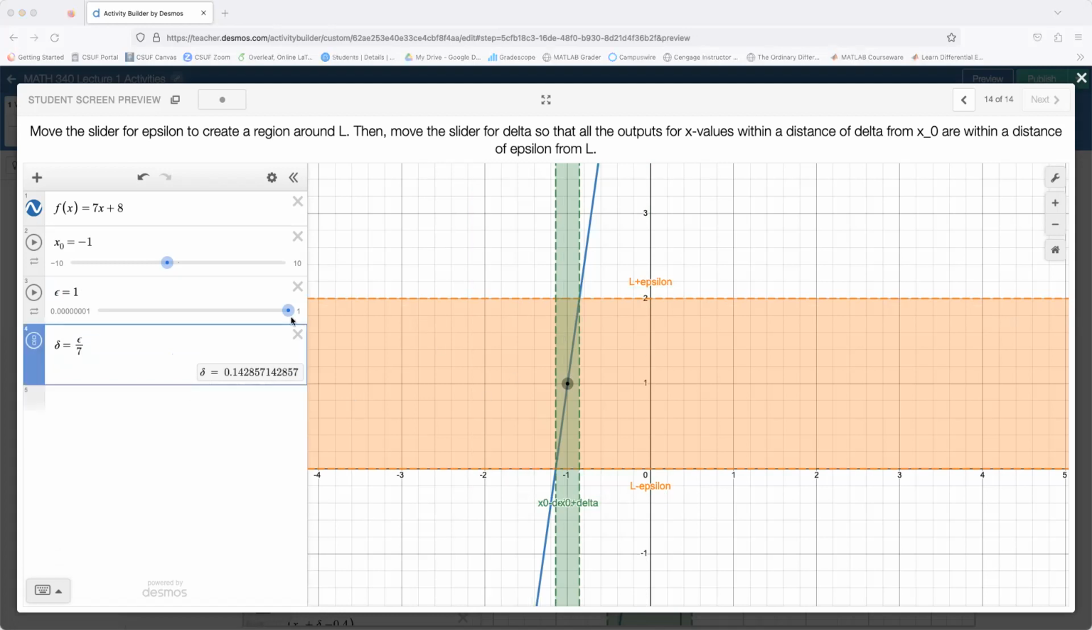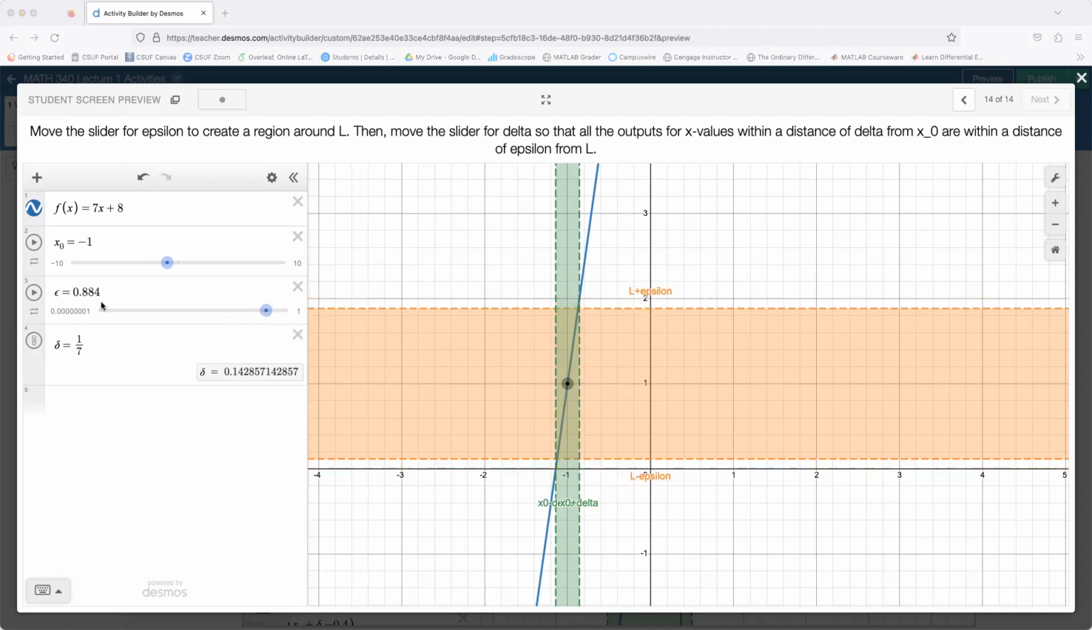So now you can see that when epsilon is 1, and I make delta epsilon over 7, which in this case would be 1 over 7, all of the x values in this little green region have output that is within the orange region, so within epsilon of this height. If I make epsilon smaller, like 0.884, I want delta to be 0.884 over 7. That will be enough so that the x values in this region give me outputs in this region.